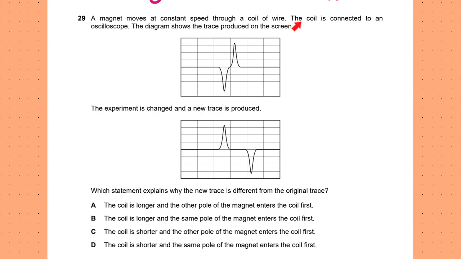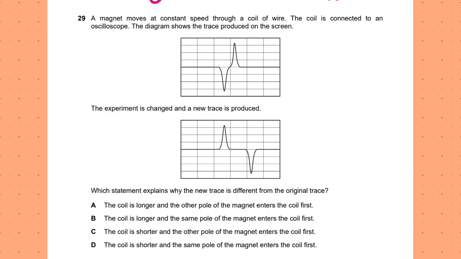So the magnet was moved through the coil of wire. Previously it was a negative EMF and then a positive EMF and then a horizontal line. Now you have a positive EMF first, then a horizontal line, so no EMF, and then a negative EMF, and then again zero EMF. Which statement explains why the new trace is different from the original trace?